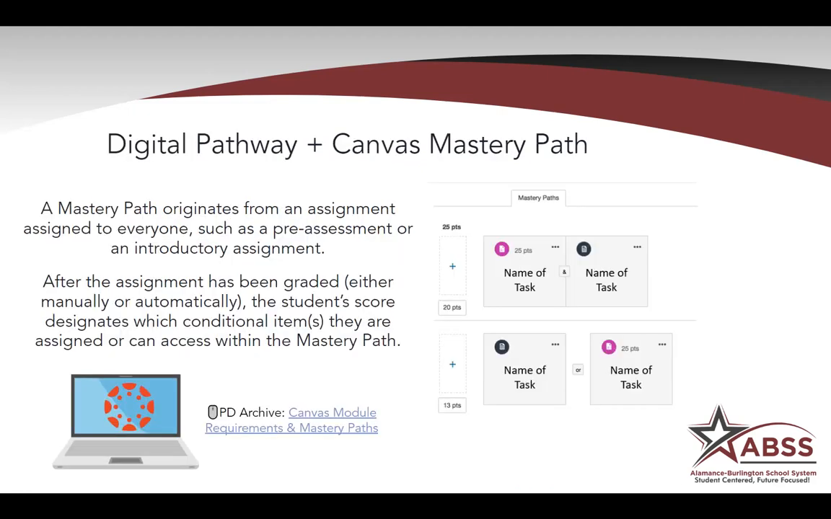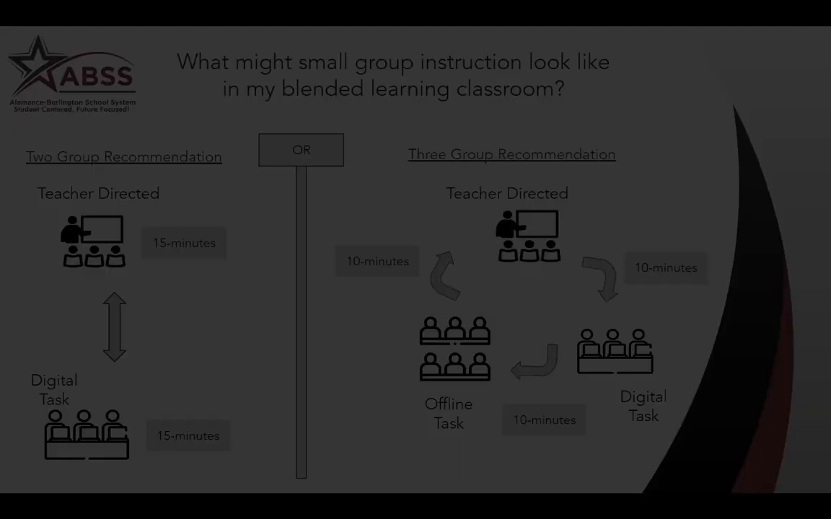Digital pathways can be created with intentional planning using Google Slides as previously shown, or with Canvas Mastery Paths in our secondary classrooms. Mastery Paths allow you to customize learning experiences for students based on performance. You can enable Mastery Paths to automatically assign coursework based on the score achieved for a previous assignment. A Mastery Path originates from an assignment assigned to everyone, such as a pre-assessment or an introductory assignment. After the assignment has been graded, either manually or automatically, the student scores designate which conditional items they are assigned or can access within the Mastery Path. To learn more about Canvas Mastery Paths, access the links provided in this module for additional details.